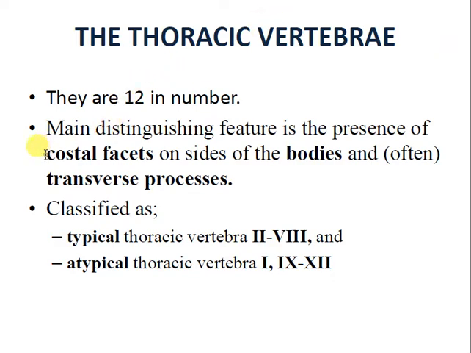It's the presence of the costal facets allowing the attachment of ribs on the sides of the bodies, and transverse processes which allow the attachment of ligaments. Now they are classified as typical thoracic vertebrae, number 2 to number 8, and atypical thoracic vertebrae, number 1 and number 9 to number 12. So the way we classify typical and atypical thoracic vertebrae is different from how we classify typical and atypical ribs.